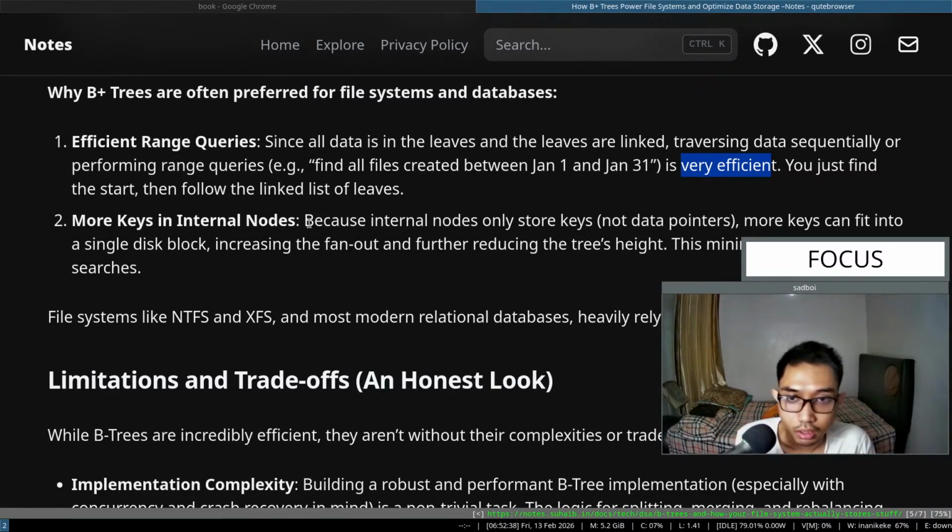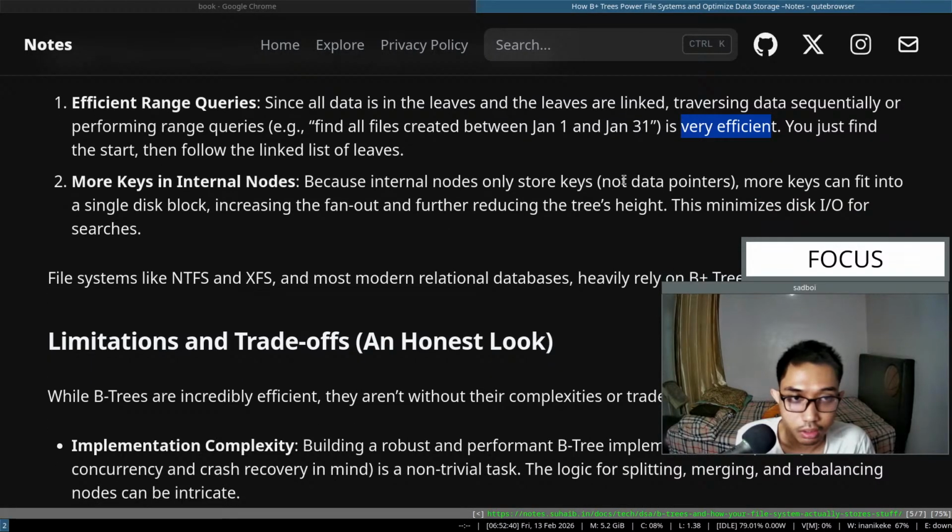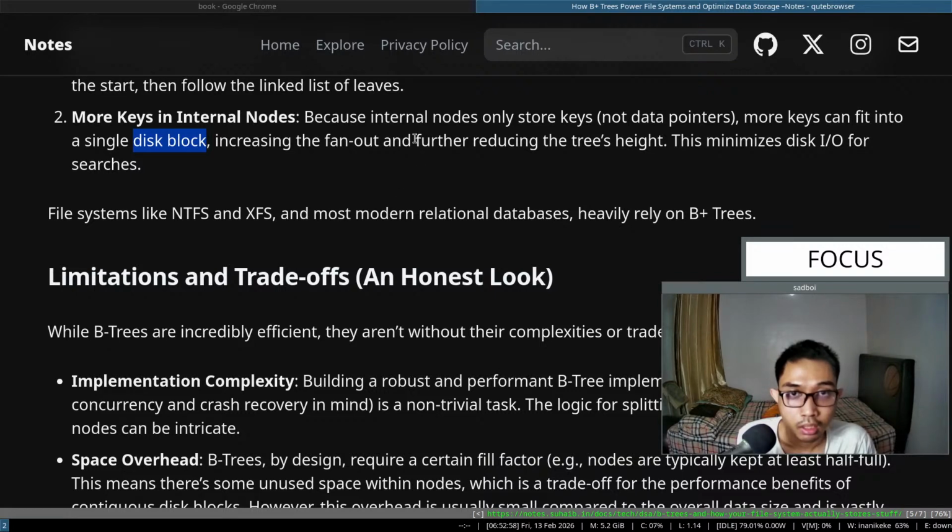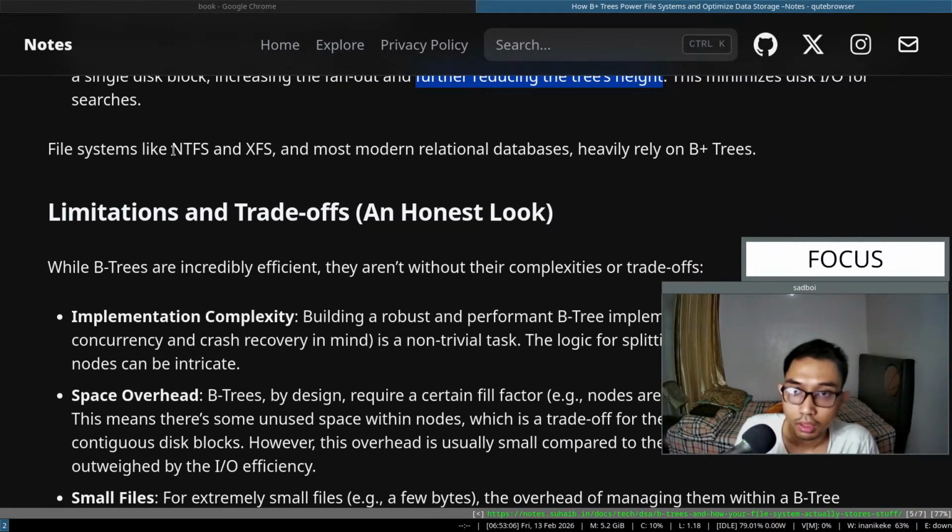More keys in internal nodes: because internal nodes only store keys, not data pointers, more keys can fit into a single disk block, increasing the fan-out and further reducing the tree's height. This minimizes disk input-output for search. Most modern relational databases rely on B+ trees.